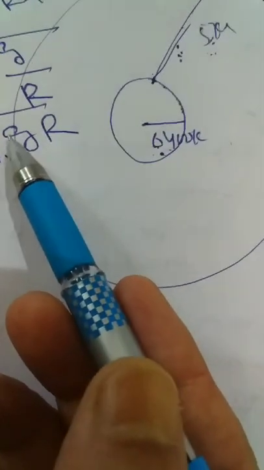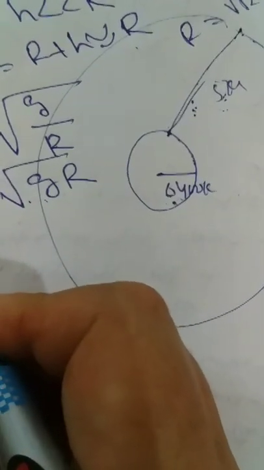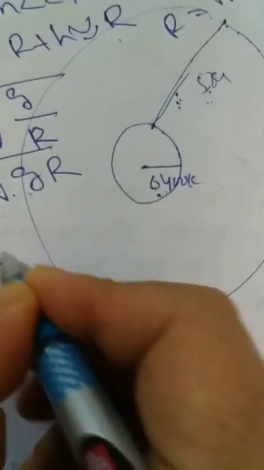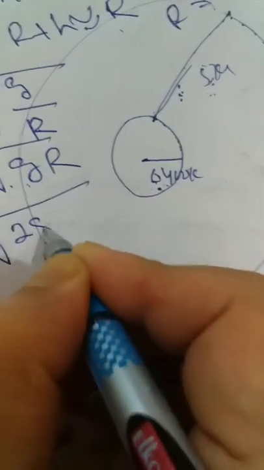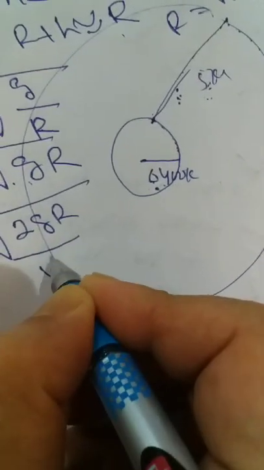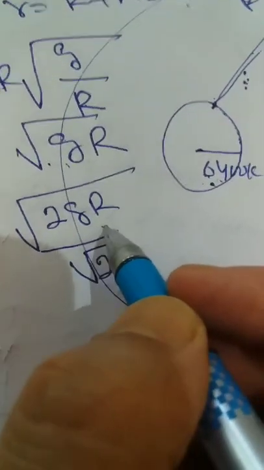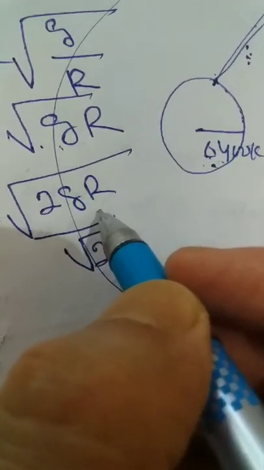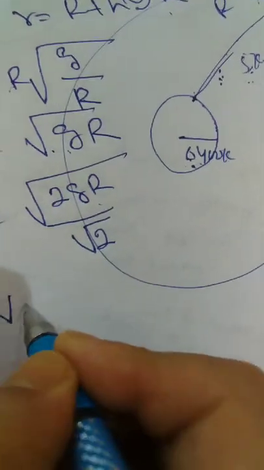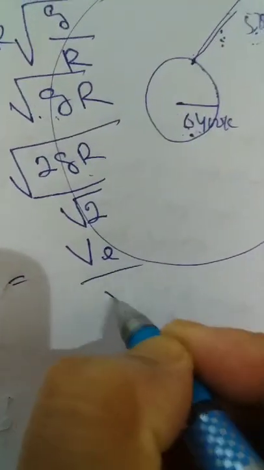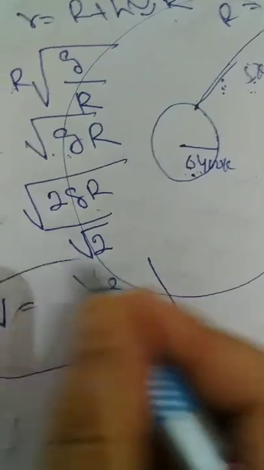If I multiply above by under root 2, I will also multiply below by under root 2. But we know from the previous lecture that under root 2gR is equal to the escape velocity. That means orbital velocity is equal to escape velocity divided by under root 2. This is also another form of the orbital velocity. I hope you have got it.